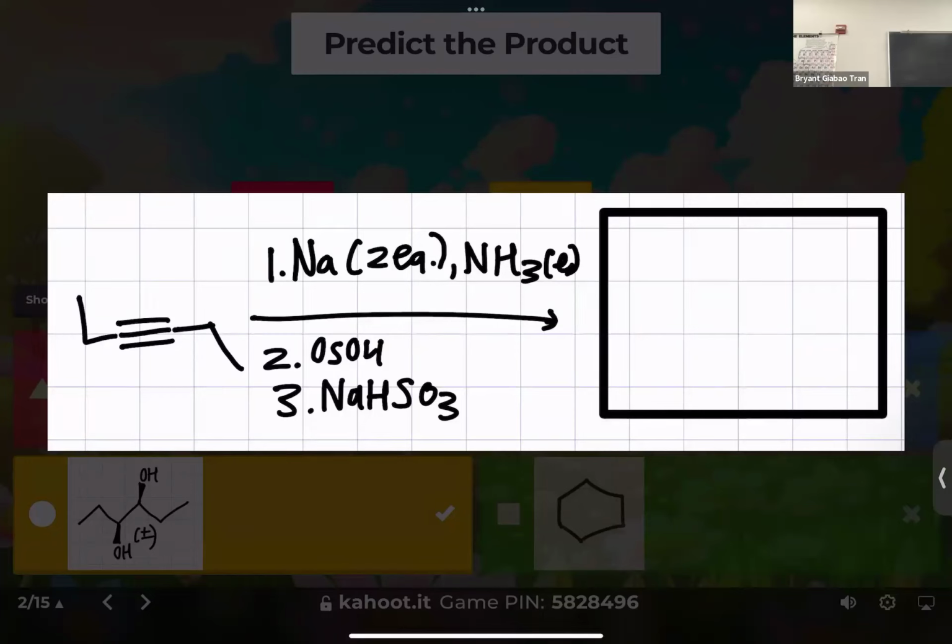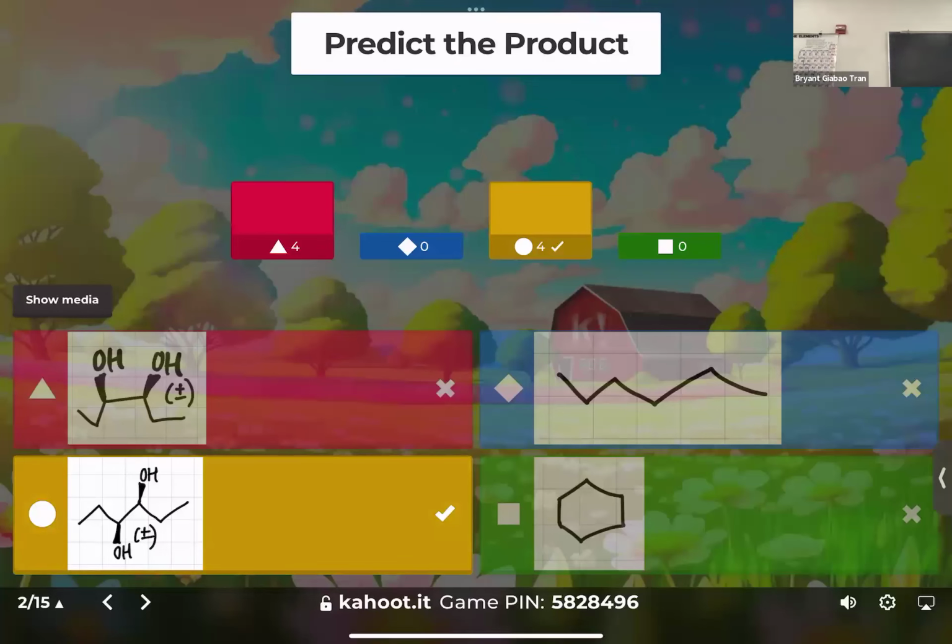And then from the trans alkene, these two sets of reagents here are dihydroxylation, which makes two alcohols on the same side, which is this answer right here in the trans configuration. Right? This would be the answer if we had H2 Lindlar's catalyst instead. Any questions on this? Okay.